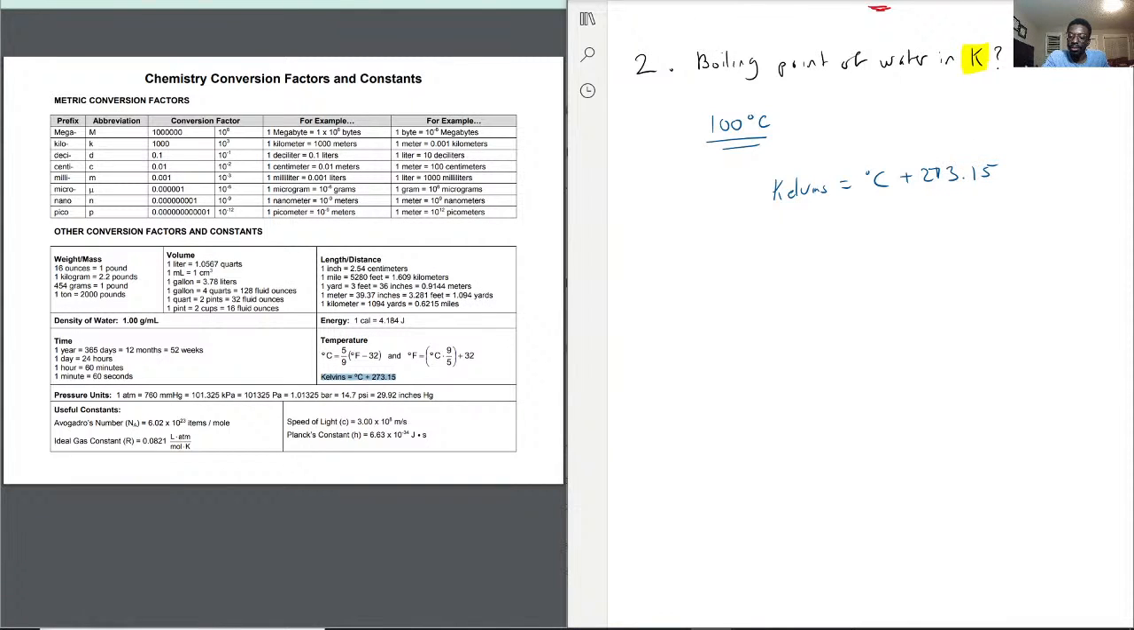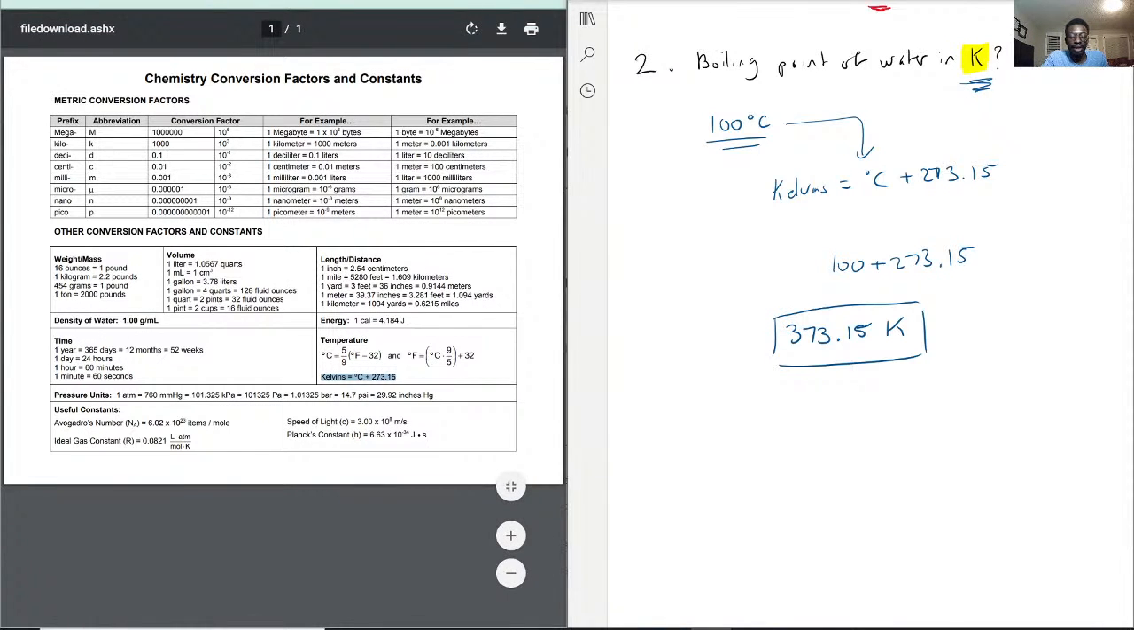Okay, and that's how you get to Kelvin. So now let's plug in our number. All right, so now we have 100 plus 273.15. Okay, so that means that the Kelvin amount for the boiling point of water would be 373.15 Kelvin. That is our answer for the boiling point of water in Kelvin.